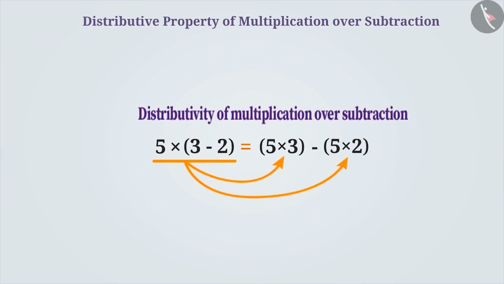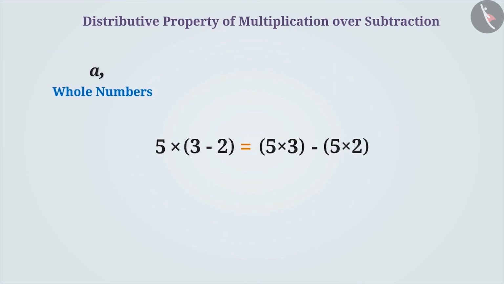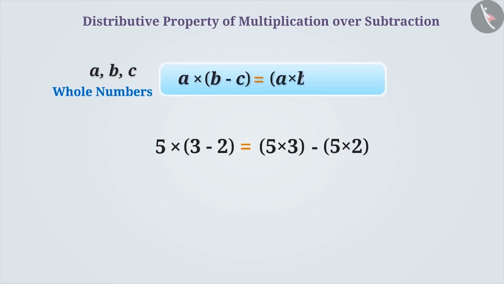This shows that for any 3 whole numbers a, b and c, a into (b minus c) can be distributed as a into b minus a into c. This is called the distributive property of multiplication over subtraction.